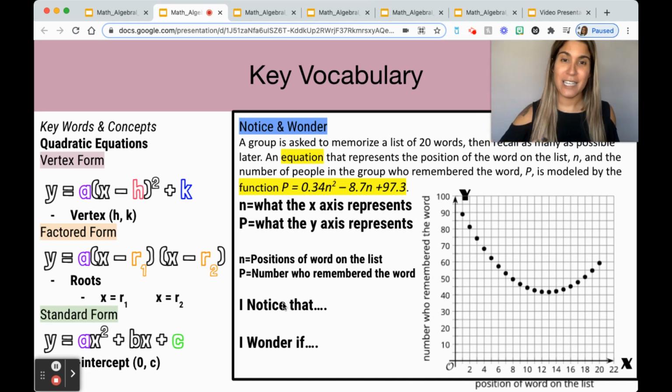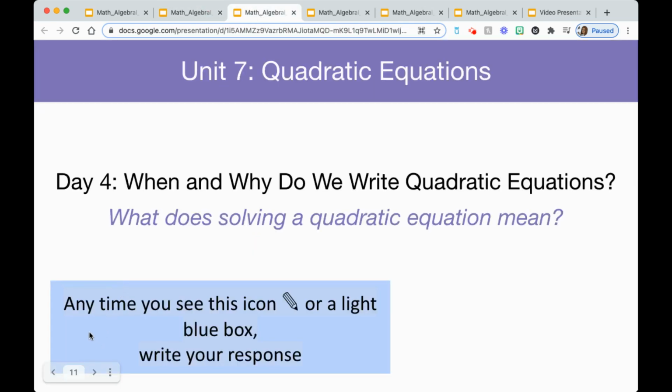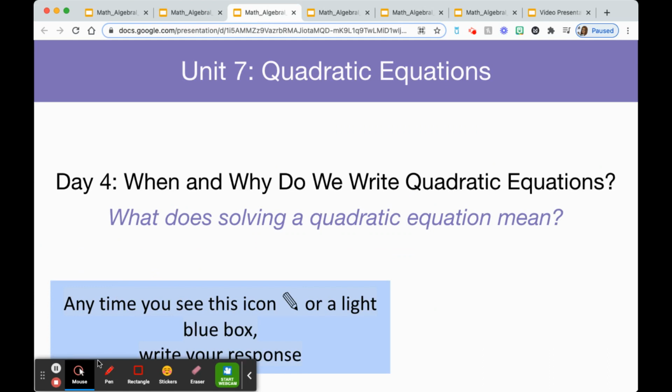And then giving them sentence starters. I noticed that. I wonder if. And you can even go ahead and give them examples of this. We have a video for the students, for English language learners, where I give an example of what a noticing and what a wondering looks like. After this lesson, we will move on ahead to our day 4 lesson.